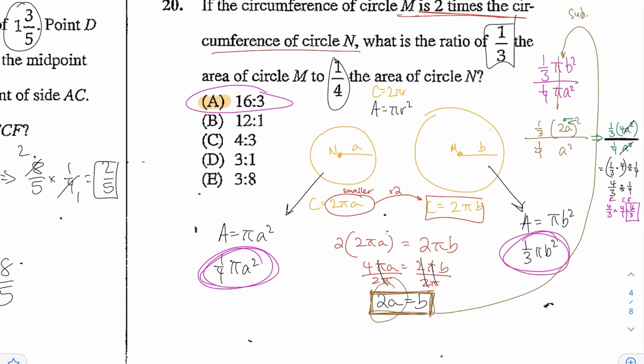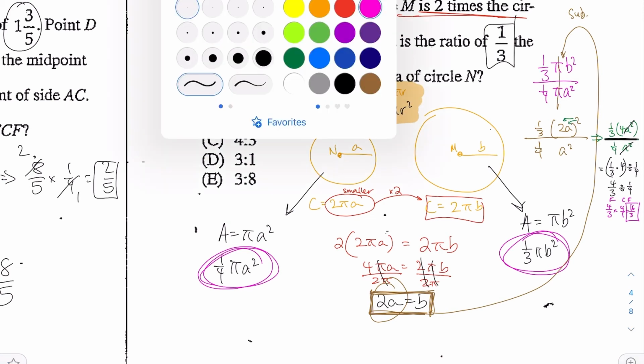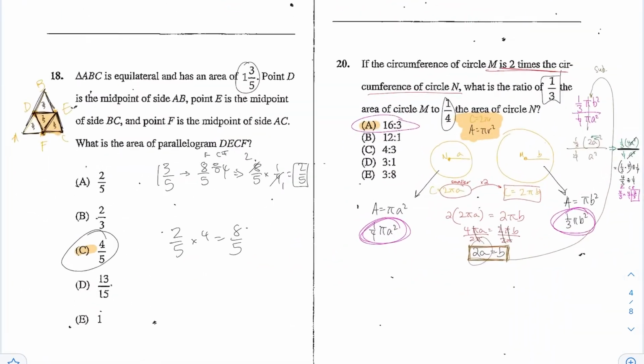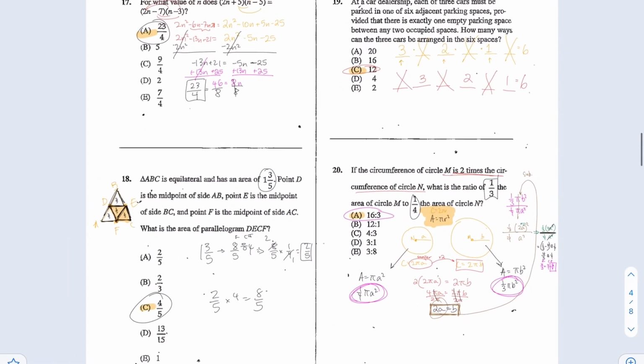So here for number 20, the key was to use these two formulas. Circumference is 2 pi r, area is pi r squared, and you have set up a couple of equations for both the area and the circumference. All right, and here's the summary for this page.